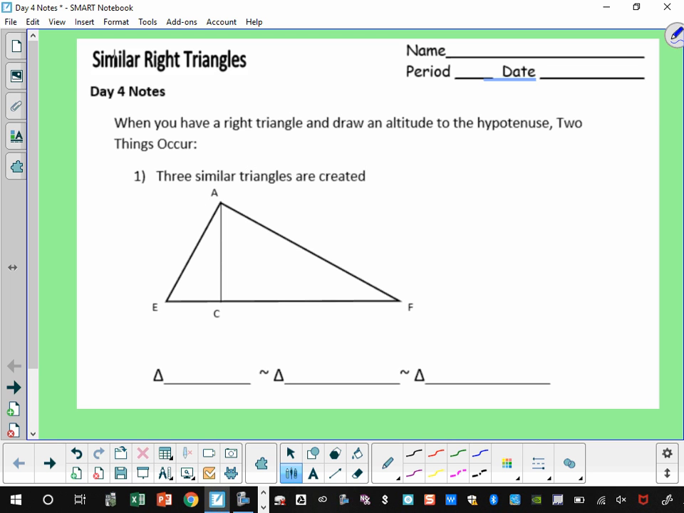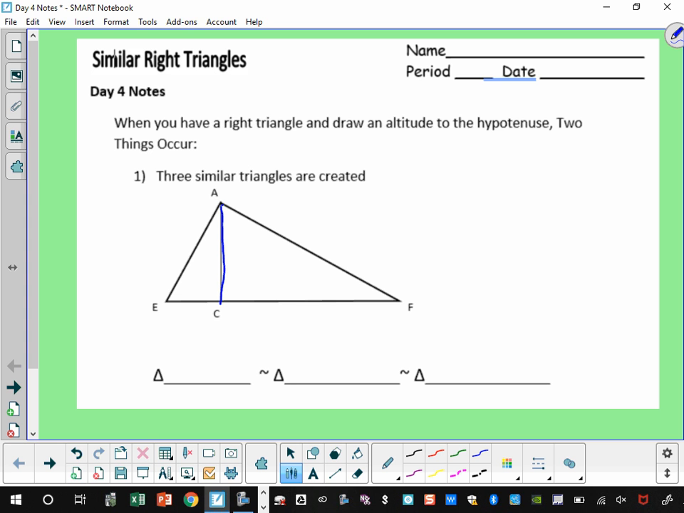Today we're doing similar right triangles. It says, when you have a right triangle and draw an altitude to the hypotenuse, two things occur. What is an altitude? It goes straight up and down, right? Your altitude in the triangle goes from your vertex straight down. So it's basically the height of your triangle.